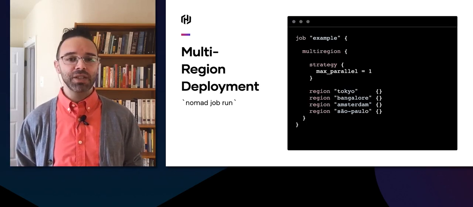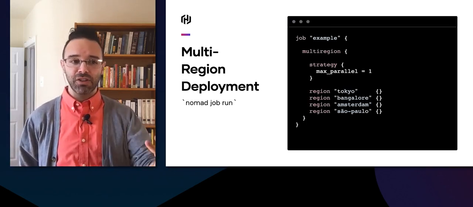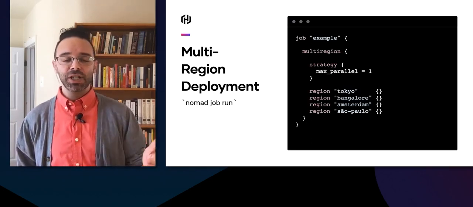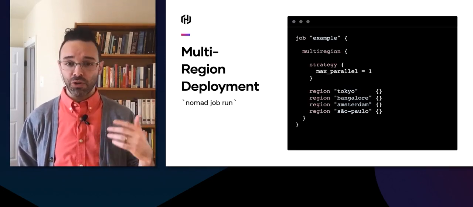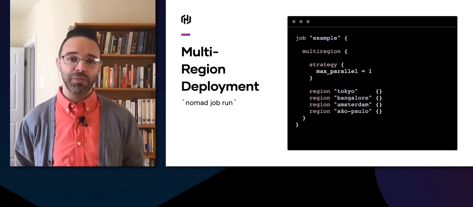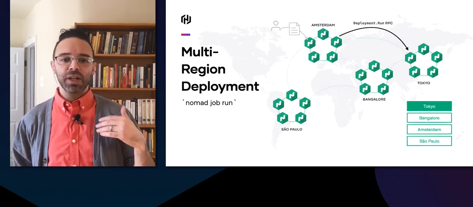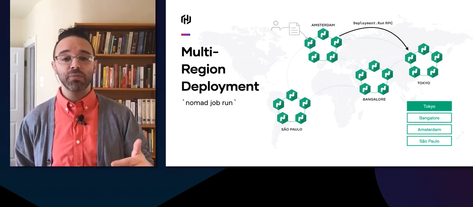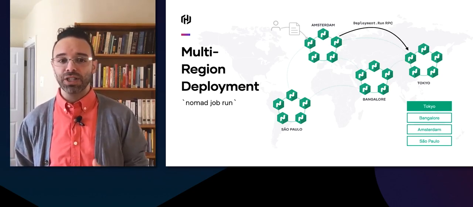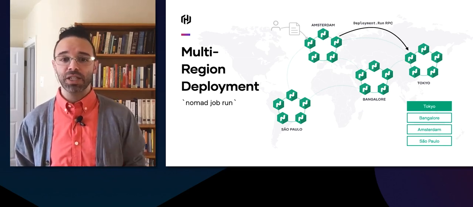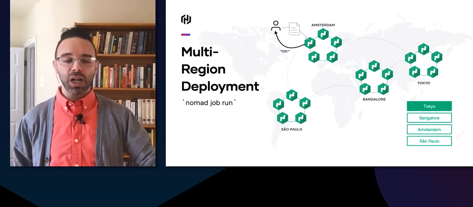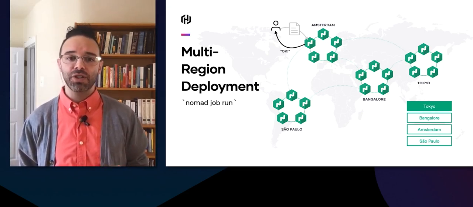So what happens next depends on the multi-region configuration. So let's look at kind of a minimal configuration, and we'll look at more complex ones later. So in this one, we have max parallel 1, so one region at a time, and 4 regions in this order: Tokyo, Bangalore, Amsterdam, Sao Paulo. So our receiving region is going to kick off the deployment with a deployment run RPC to max parallel regions in the order listed. So in our case, we're going to have one RPC to Tokyo. And once all those RPCs have been sent, we're going to return the success message to you as the operator.